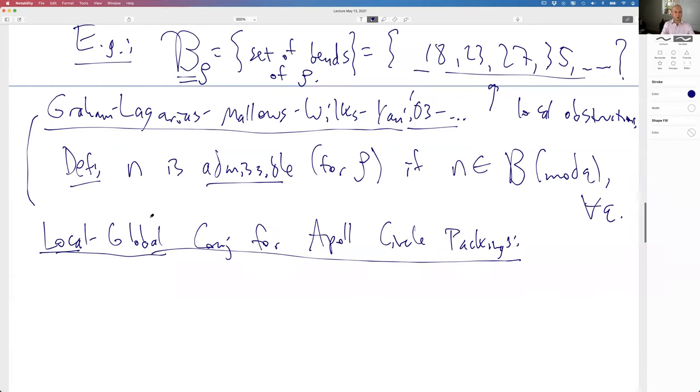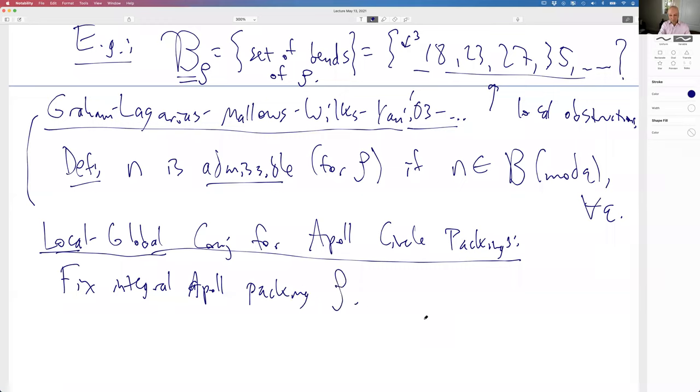What else could go wrong? For example, let's say the number 3 mod 24 is admissible for this bend set, but there is no 3 here, because a circle of radius 3 would be way too big, a circle of radius 1/3 would be way too big on the scale of this packing. Okay, so there's also a local obstruction at infinity, which the full local global conjecture would say: fix an integral Apollonian packing P. Let A, which is A of P, be the set of admissibles.